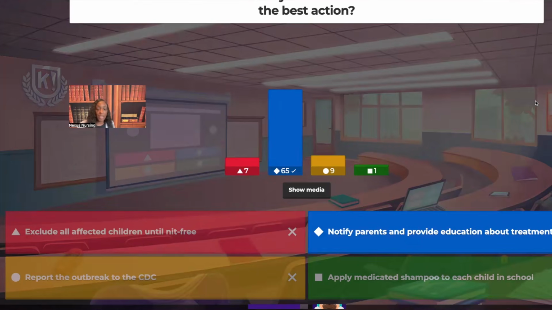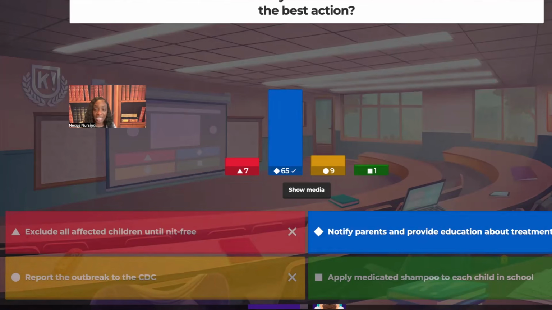Very good. You're going to notify the parents and provide education about treatment. For the seven of you that chose exclude all affected children until nit free, you saw that word right here, all. What did I teach you about that word? Don't ever choose that as an answer unless they're asking you for the wrong answer. Wrong. Report the outbreak to CDC. No, there are certain things that do need to be reported to the CDC, like certain sexually transmitted diseases, chlamydia, gonorrhea, HIV, things like that. Head lice is not one of them.